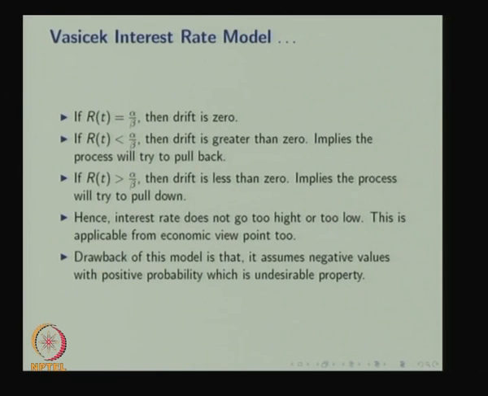The only drawback of this model is that it assumes negative values with positive probability, which is an undesirable property. The Vasicek interest rate model is a mean reverting OU process, but the drawback is that it takes negative values with positive probability, which is an undesirable property.